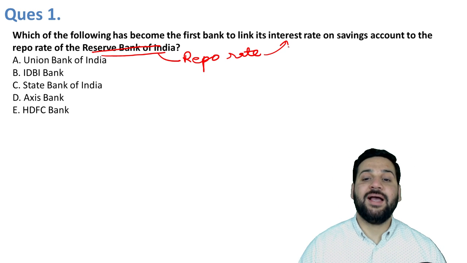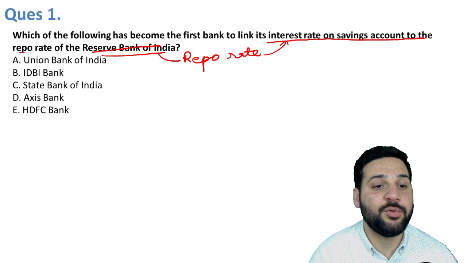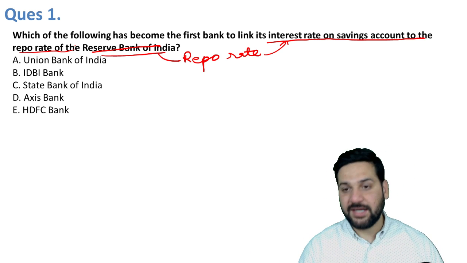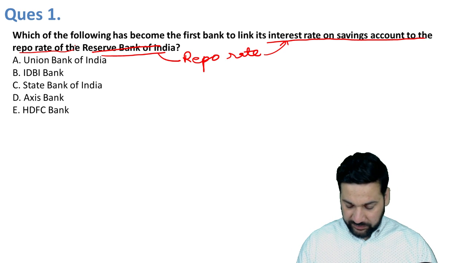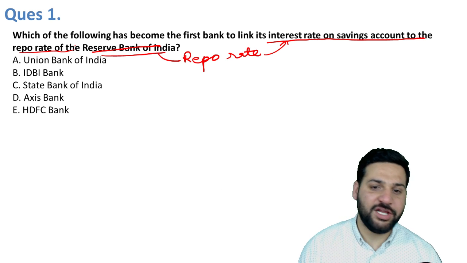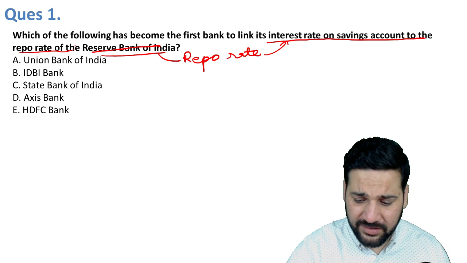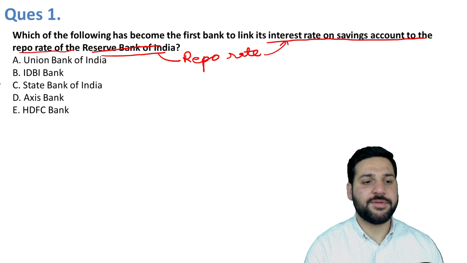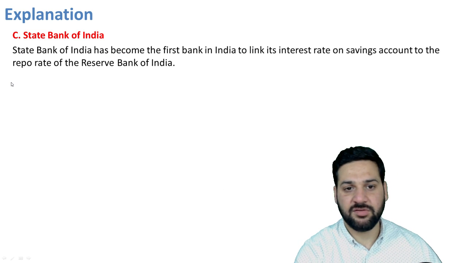Now, which is the first bank that linked the interest rate on saving accounts to the repo rate of the RBI? Which is the first bank that's in the news as of now? If you know the answer, just tell me, otherwise I will tell you. This is the very first question. The correct answer is State Bank of India. That's a really easy question, but you can see such questions in the exam. State Bank of India just linked it.